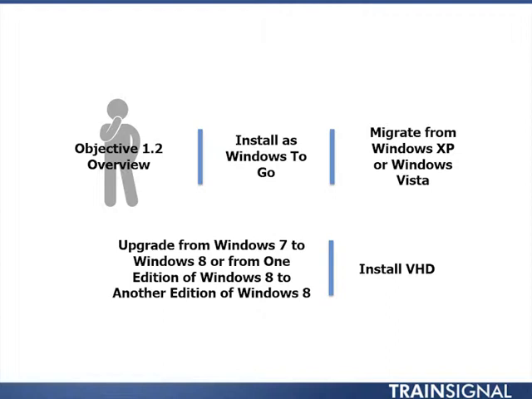The next sub-objective is to upgrade from Windows 7 to Windows 8, or to upgrade from one edition of Windows 8 to another edition of Windows 8. And as you start to upgrade from more recent operating systems, it becomes easier and easier, so that's going to be really a breeze. And the last sub-objective is to install Windows 8 as a VHD. A VHD is a virtual hard drive file. So basically you can put your entire Windows 8 install in one big file. And this makes it really easy for you to copy it to another computer or to back it up because you're not dealing with thousands of different files.